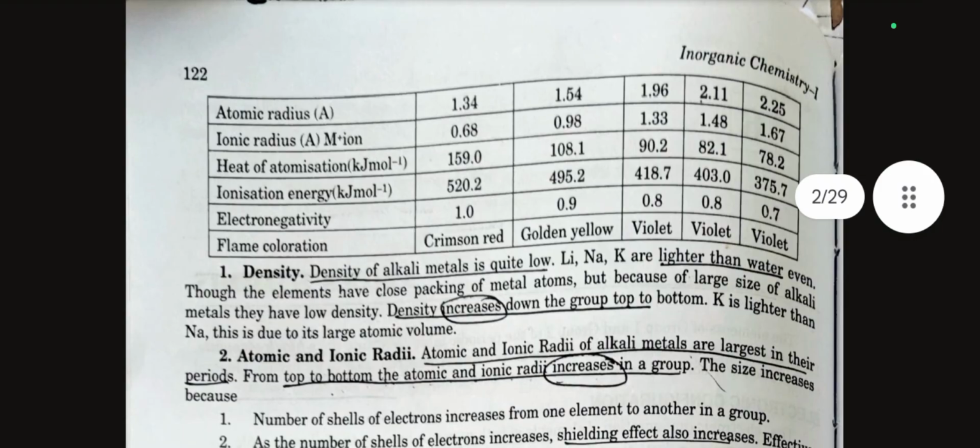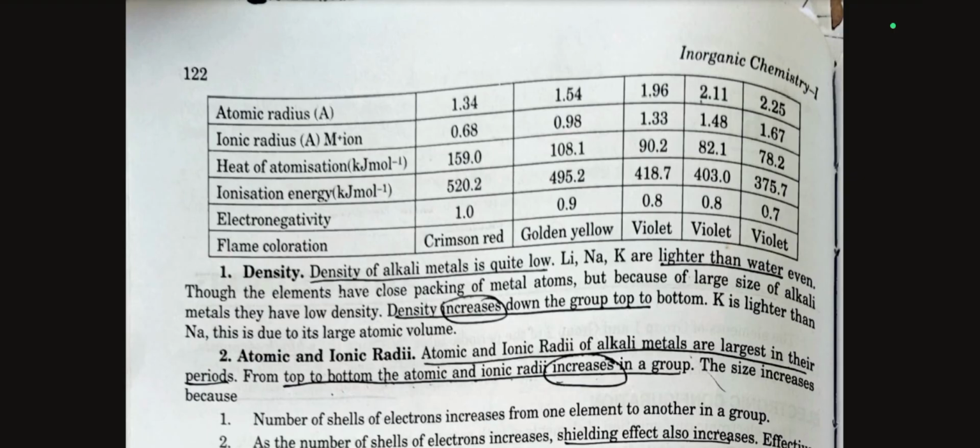Atomic radius: 1.34, 1.54, 1.96, 2.11, 2.25. Ionic radius: 0.68, 0.98, 1.33, 1.48, 1.67. Heat of atomization: 159.0, 108.1, 90.2, 82.1, 78.2. And electronegativity: 1.0, 0.9, 0.8, 0.8, 0.7.